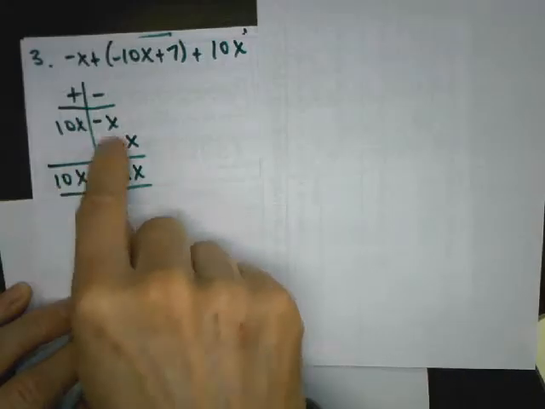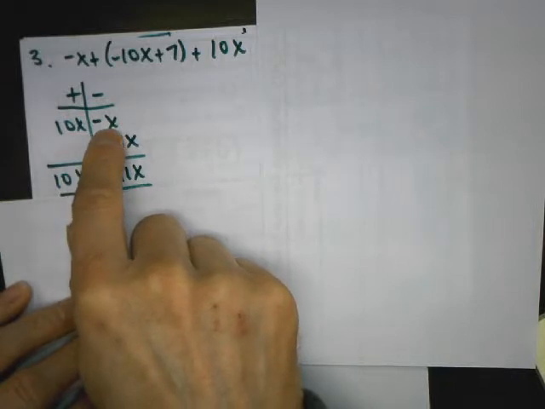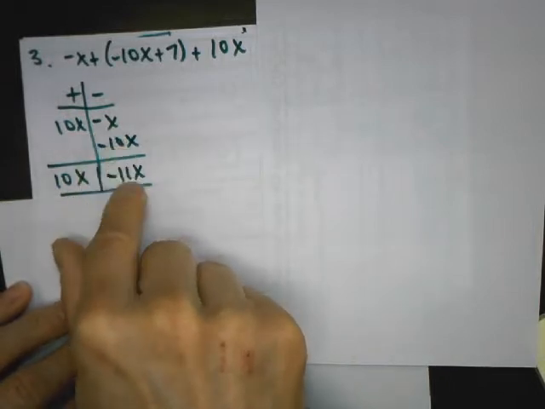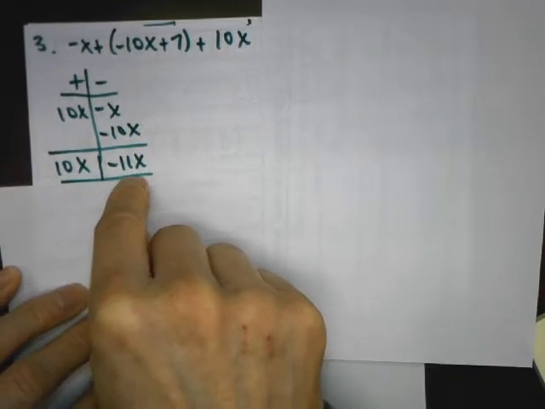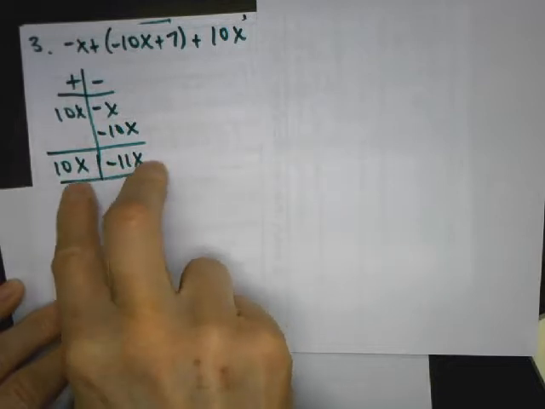I have 10 positive x's and a total of 11. Because if I have negative x, that's negative 1x. So I add that to negative 10x, I have a total of 11 negative x's. Now, to simplify this, combine these two.